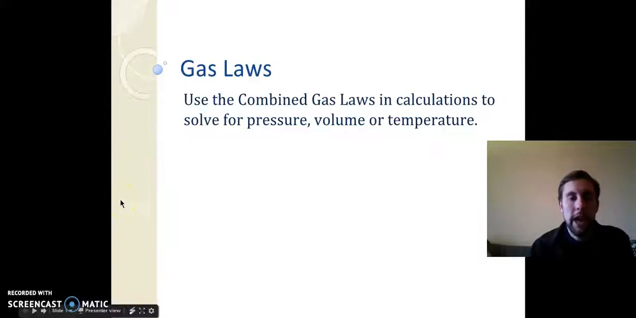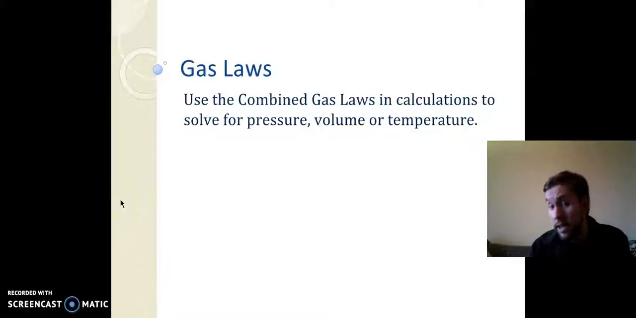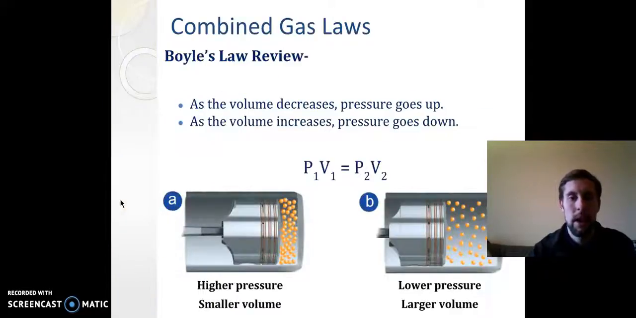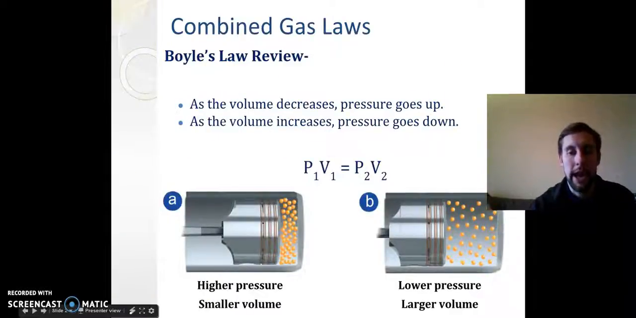Alright, we are going to look at the combined gas law this time. Our learning target is to use the combined gas law in calculations to solve for either pressure, volume, or temperature. Alright, a little reminder here of our gas laws.